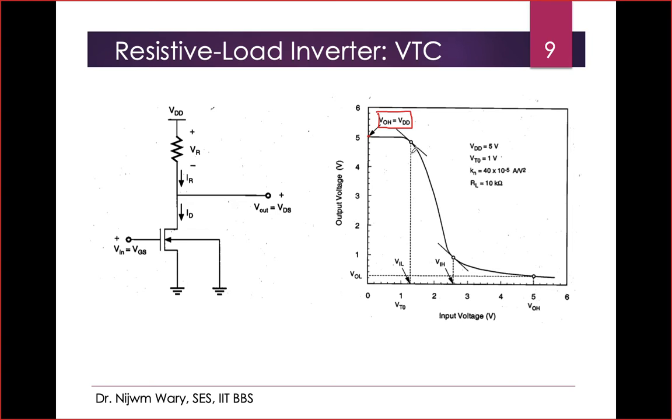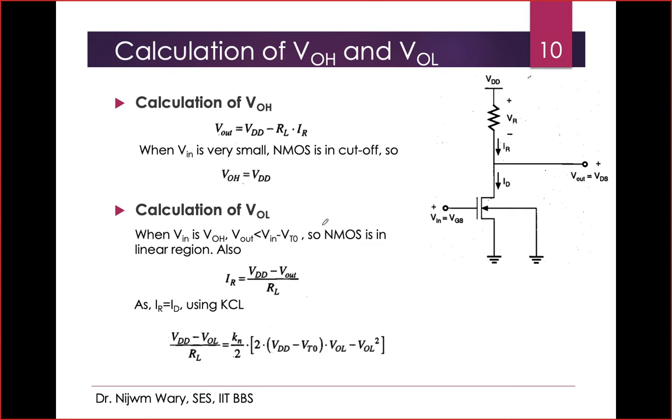So this is how we find the VOH. Now, how do we find the VOL? Suppose my input is highest, VOH or equal to VDD, then what is my voltage at the output node? So this will come to be VOL. As I have mentioned here, this is how we calculate the VOH. When Vin is very small, the NMOS is cut off, so the maximum output voltage in this situation is VDD. That's why we have VOH of this inverter as VDD.